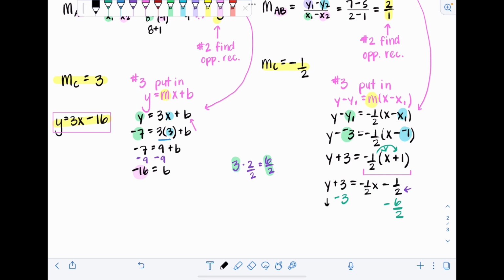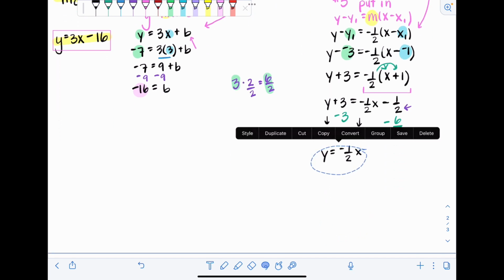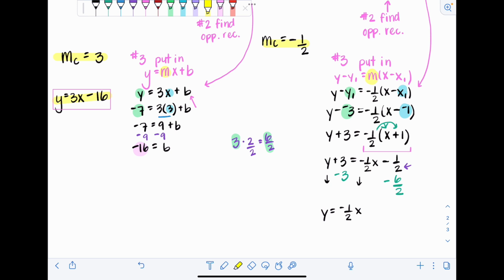So then I would bring down my y. 3 minus 3 cancels out. I bring down the negative 1/2 x. And then now I can subtract my fractions. When you subtract fractions, you just subtract the numerators. So it'd be -1 minus 6, which is -7, and the denominator stays the same. So -1/2 minus 6 halves would be -7 halves. So altogether, the final answer is y equals -1/2 x minus 7 halves.